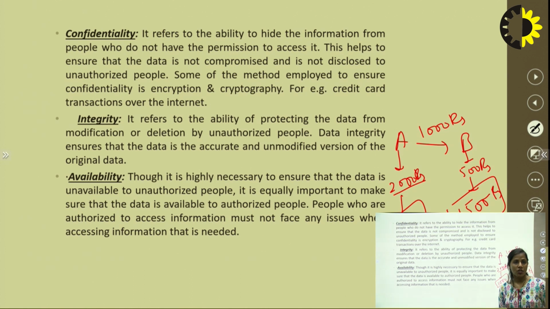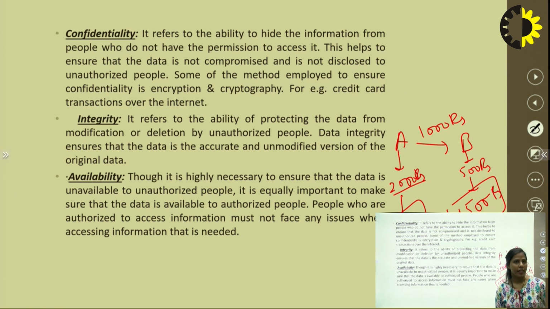So the data should be accurate and it should be the unmodified version of the original data. Means in between, no changes or alterations should be allowed from unauthorized people. So it is the ability to protect our data from modification and deletion by unauthorized people. It should be ensured by policies that integrity is maintained and the data is accurate. The next policy is availability.